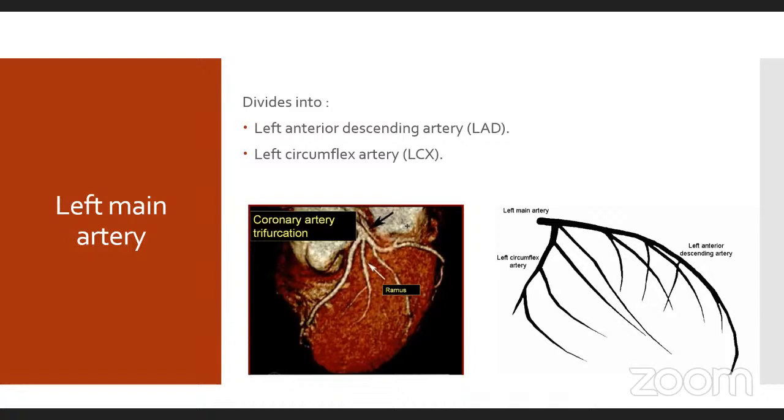Also, on some occasions, instead of bifurcating into two, it can trifurcate into three vessels: the LAD, the left circ, and the ramus. The ramus intermedius occurs in around 10 to 20% of patients and is considered a normal variant. It generally goes in the angle between the LAD and the left circ. It can behave like a large OM or diagonal branch, and it supplies the lateral free wall of the LV.